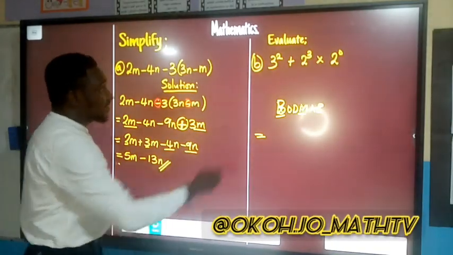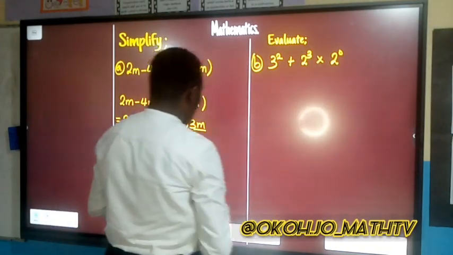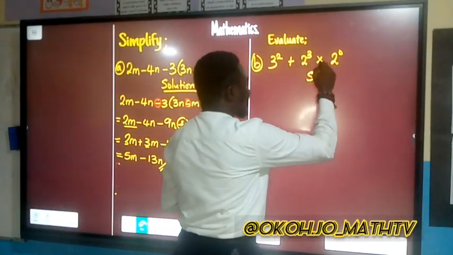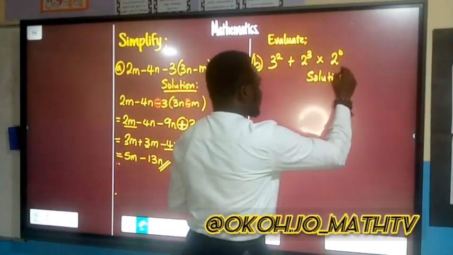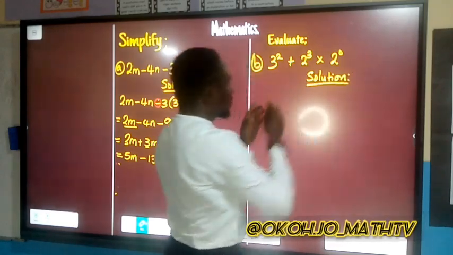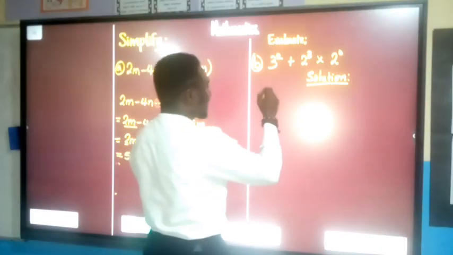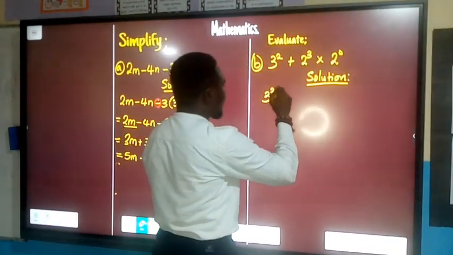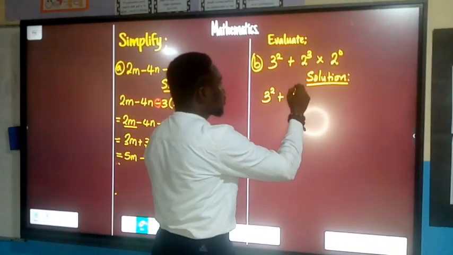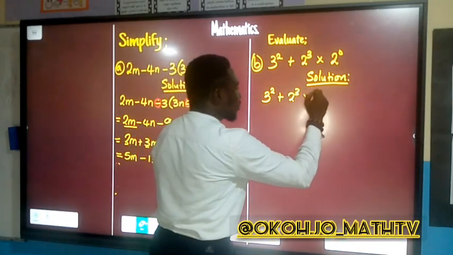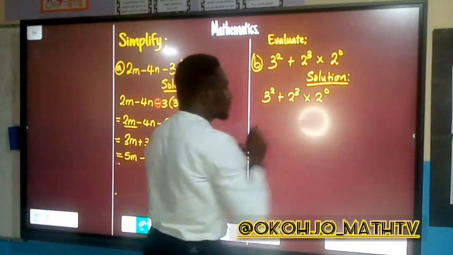So let's look at this second part quickly. The second part says we should evaluate this. First of all, we need to write our solution again. And it says we should evaluate this question. Is that clear? So first thing, bring down the question the way it is again. 3 squared plus what? 2 cubed, or 2 raised to power 3 times what? 2 raised to power 0.